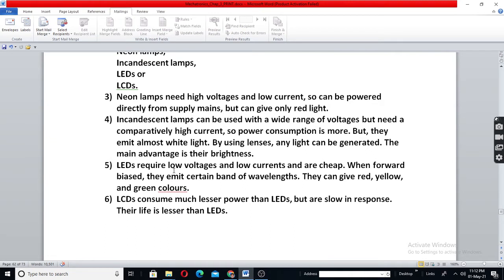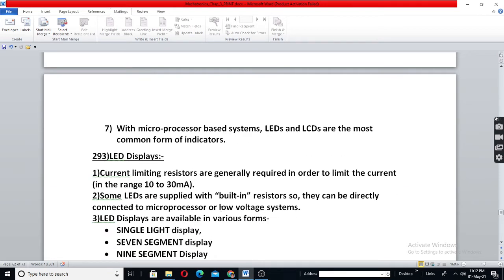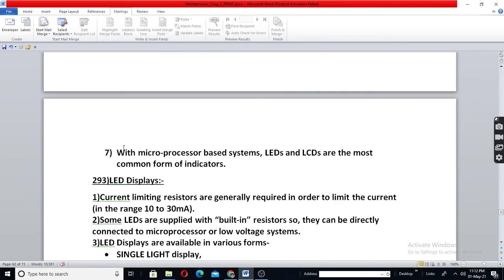LEDs require low voltage and low currents and are cheap. You know that. LCDs consume even less power than LEDs, but they are slower than LEDs. Suppose high frequency operation is required, then LCDs are not recommended. And the life of LCDs is less than LEDs. But with microprocessor systems, LED and LCDs are most common, because it is low voltage. For low voltages, LED and LCDs are best.